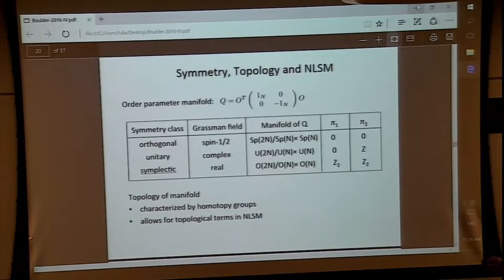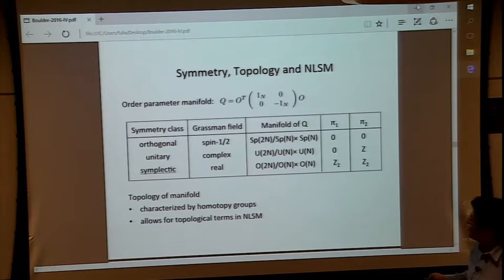Now, what exactly this order parameter is depends on the symmetry class. In the orthogonal class, this order parameter Q lives in the so-called symplectic manifold. In the unitary symplectic class, the manifold of the order parameters is the complex Grassmannian manifold, and in the time-reversal invariant class, this order parameter Q is in the real Grassmannian manifold. Okay.